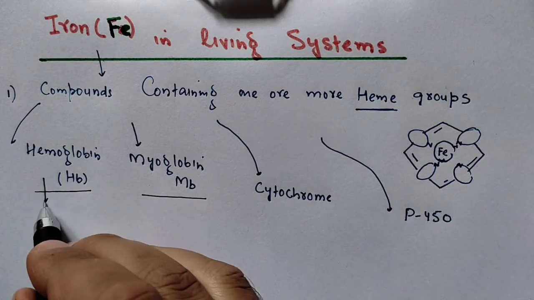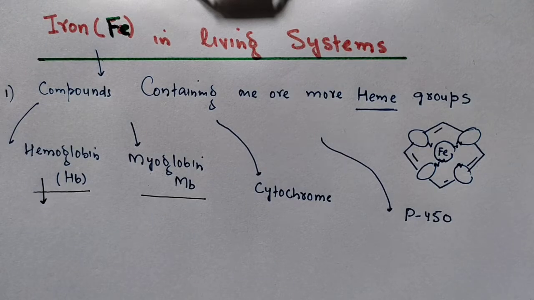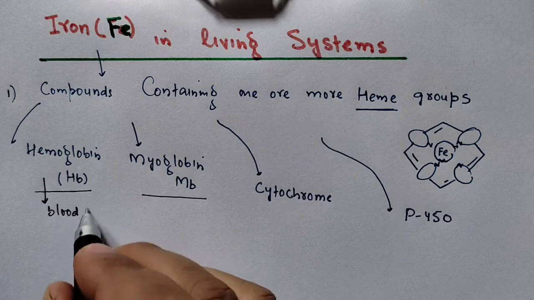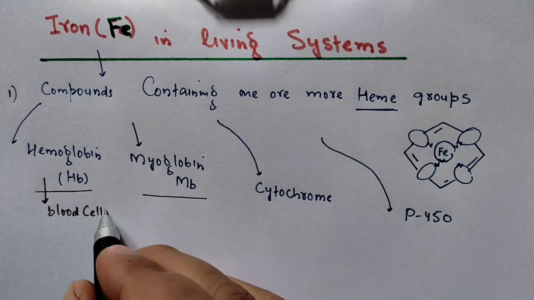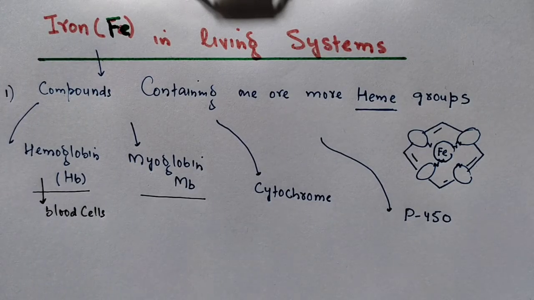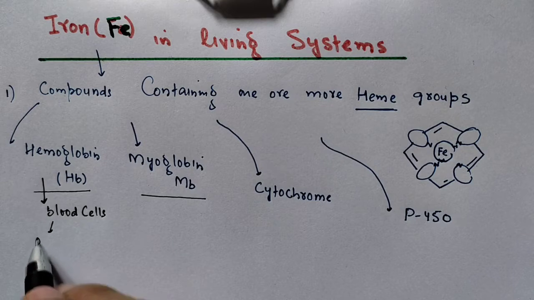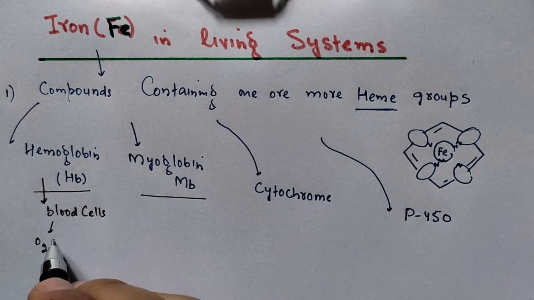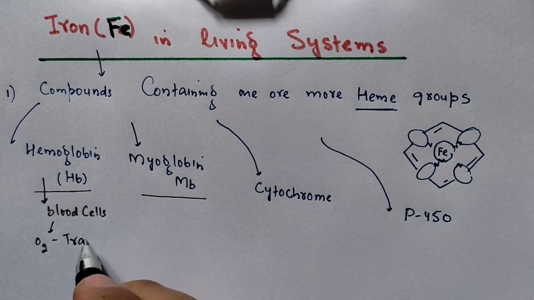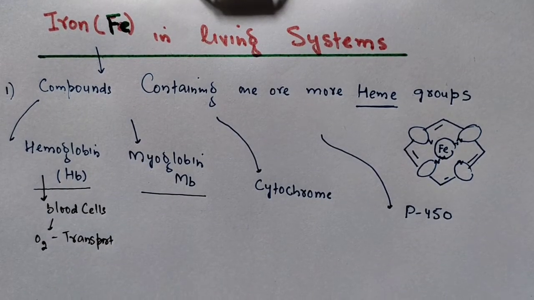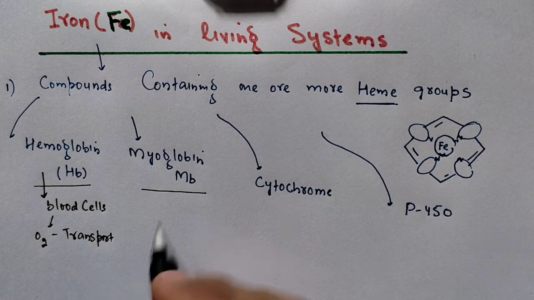What is hemoglobin? It's present in the blood cells. It is useful in the transport of oxygen between the lungs and the tissues. So it's oxygen transport. I'll write it down: oxygen transport. It plays an important role in oxygen transport in the human body.